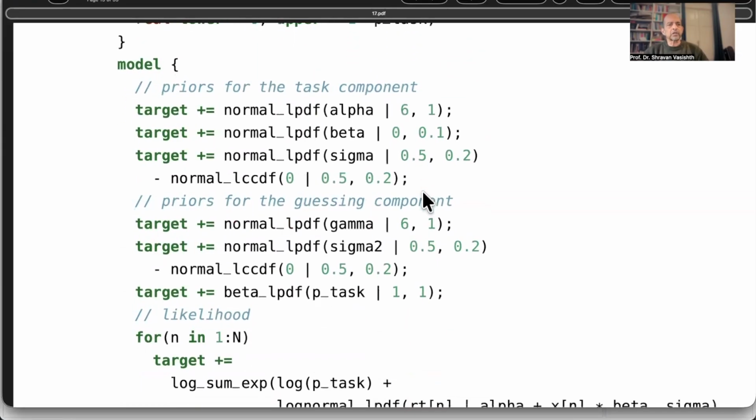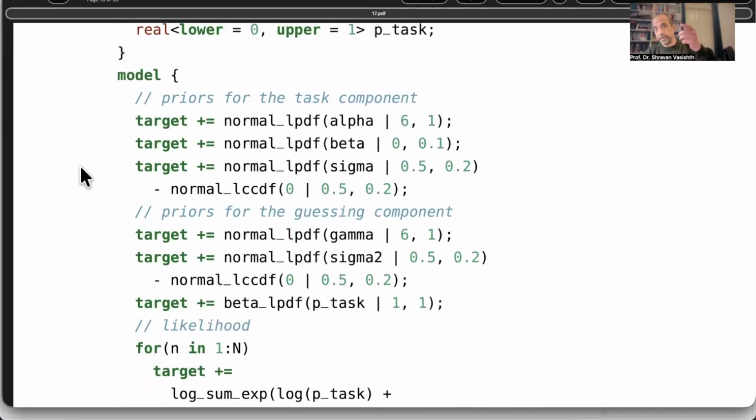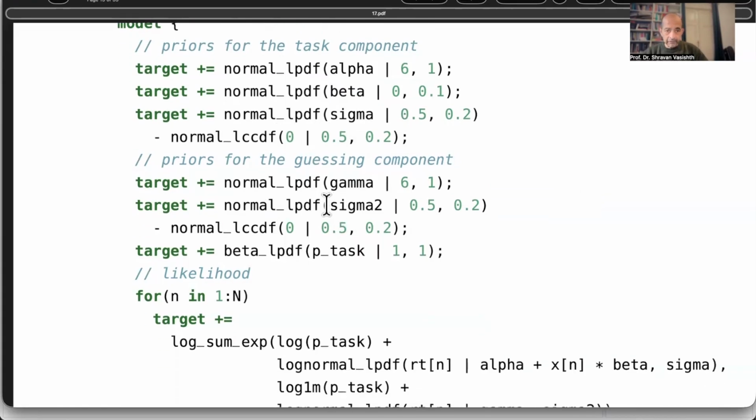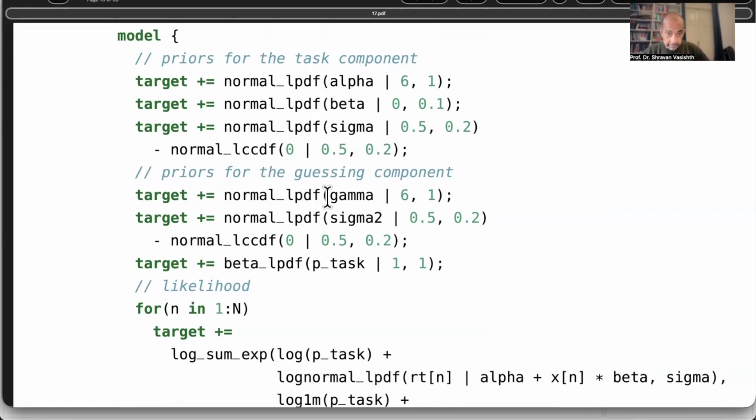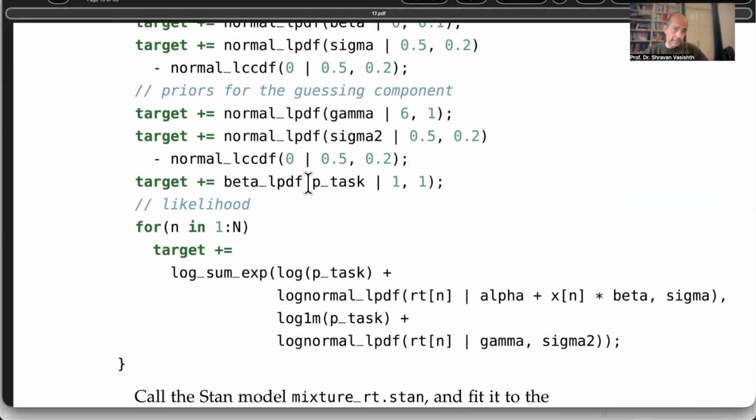So the model is pretty straightforward now because all the hard parts have been explained. We have priors: a prior on alpha, prior on beta, just like before, prior on sigma. Remember, you have to truncate it, so we take the log of the complement of the CDF to truncate the normal distribution prior on sigma. And we do the same thing for sigma 2, normal log complement of the CDF, as discussed earlier. And then we have the gamma prior, which is also straightforward, and then the beta prior on the probability of task engagement.